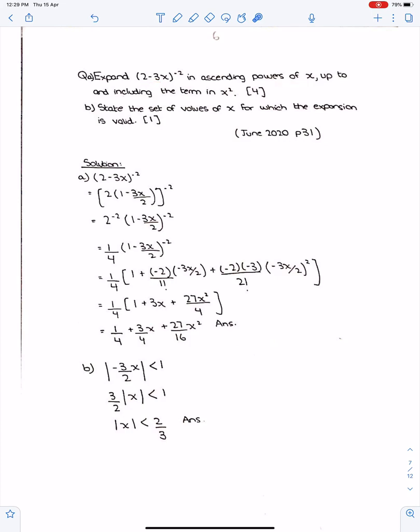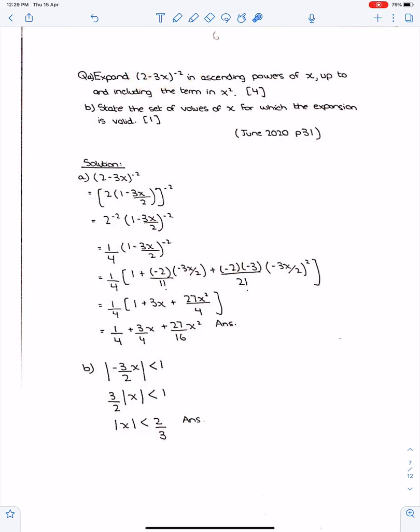Ascending powers means constant, then x, then x squared, from small power to highest power, up to x squared, and the values of x for which the expansion is valid. This question is from a past paper, June 2020, paper 31. Well, the first important thing is to make the first term 1 by taking 2 common very carefully.